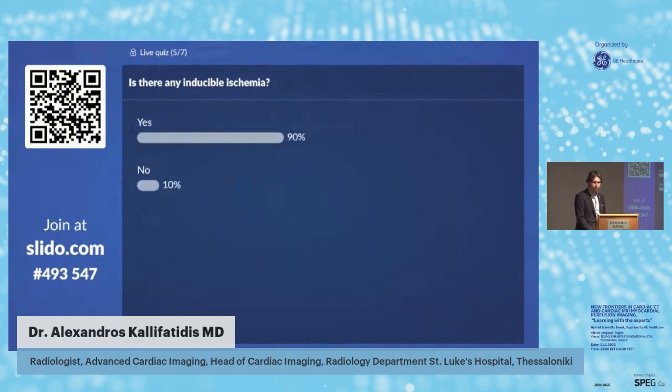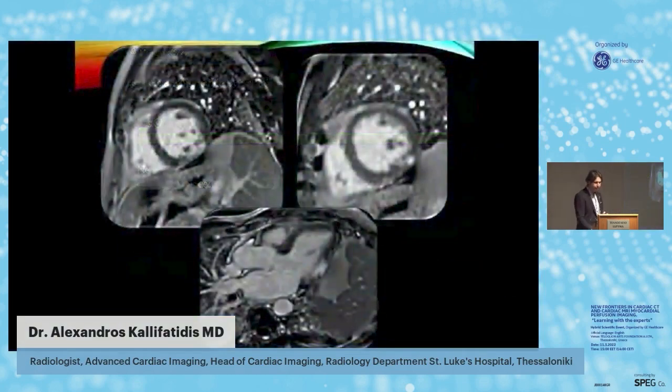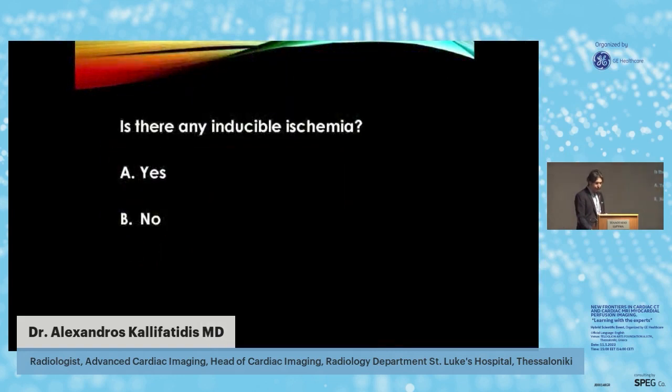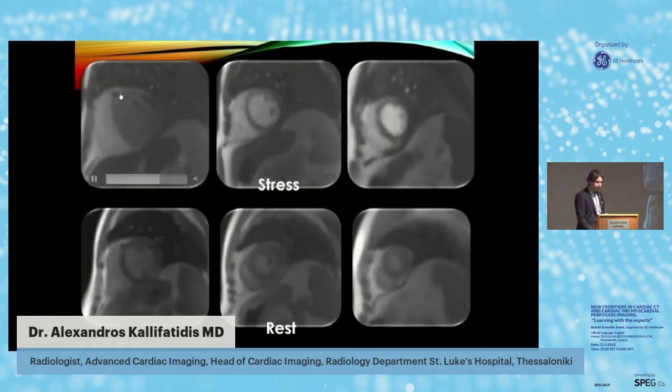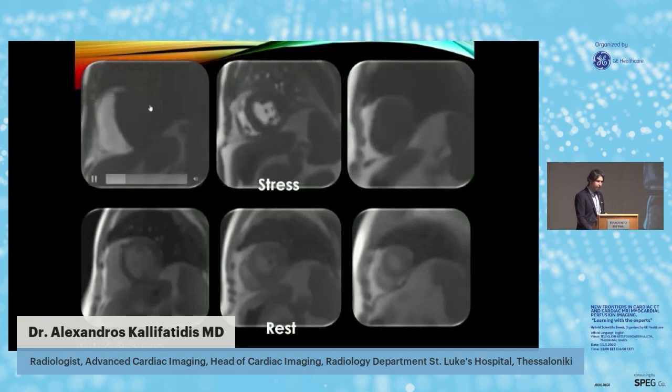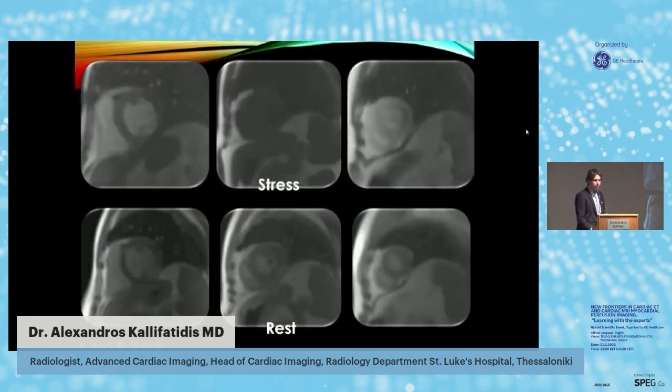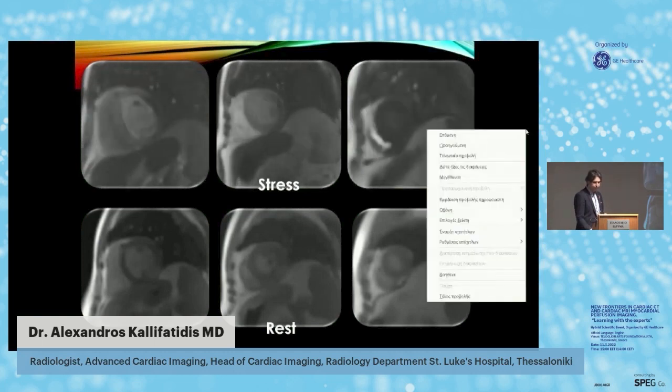And the right answer is yes, of course, almost 100%, 90%, very nice. And from the late GAD images, I described before that you always have to display the stress, the rest, and the late enhancement images. If I will show you again, the area with ischemia is the anterolateral segment here in the base, the mid, and in the apex. So we have more than 2 segments with perfusion defects, ischemia. We have an important ischemia in this patient.